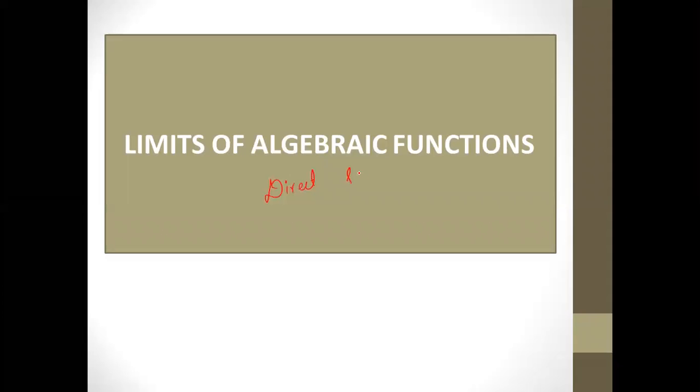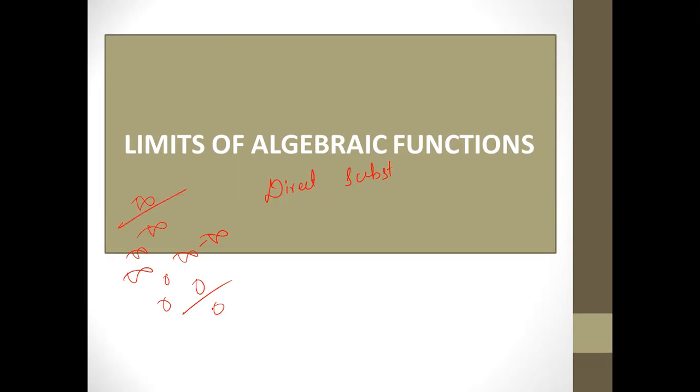Okay, what is this direct substitution method? There you will directly substitute the values. If it works, that is, if you do not get an indeterminate form, if it is not in the form infinity by infinity, or infinity power infinity, or infinity minus infinity, or 0 power 0, 0 by 0, then the direct substitution method works.